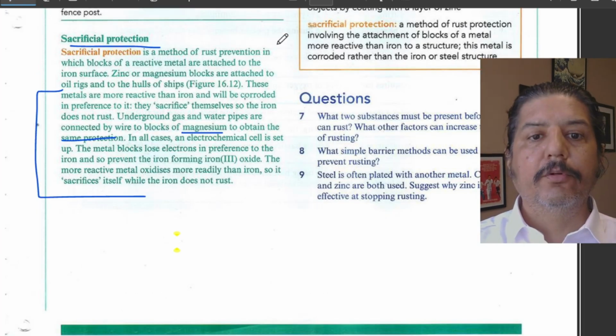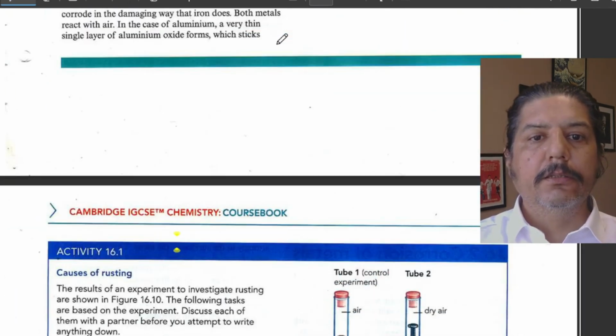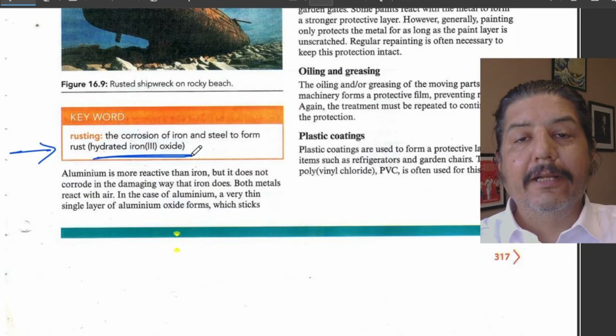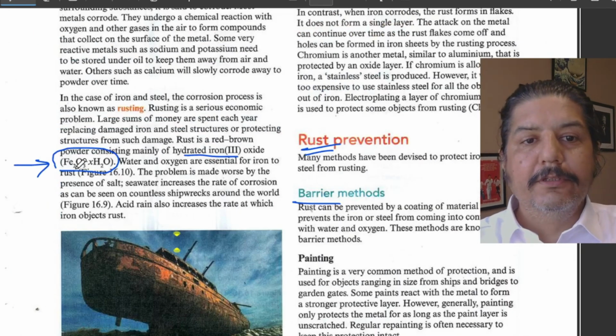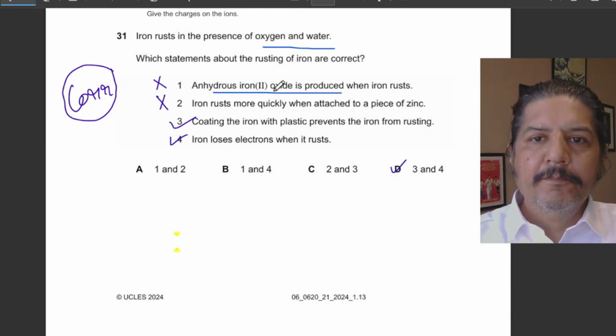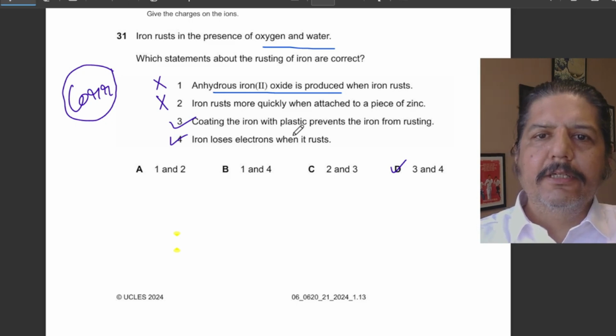So that is why I told you that please have a look at the formula of rust also. It is hydrated iron 3 oxide. You look, this is iron 3 oxide. So it is not 2 oxide, it is 3 oxide. Iron rusts more quickly when attached to a piece of zinc. Incorrect. Coating the iron with plastic prevents.